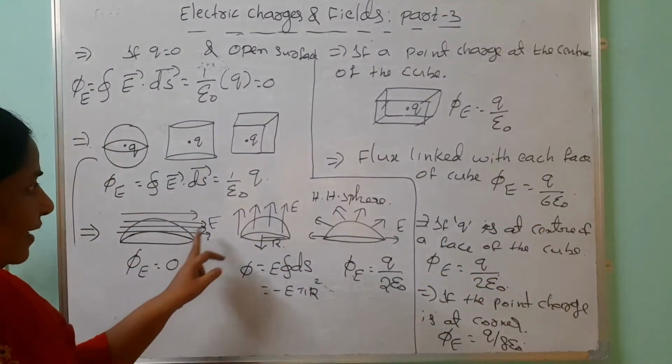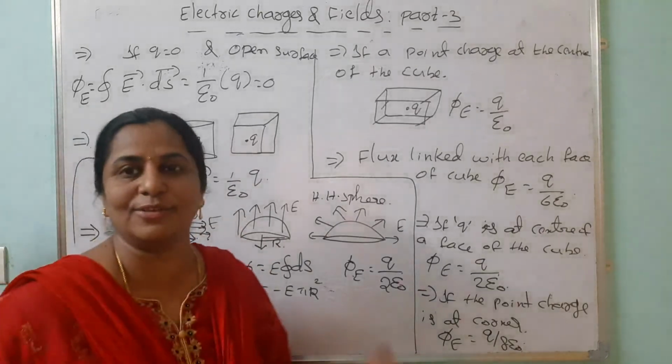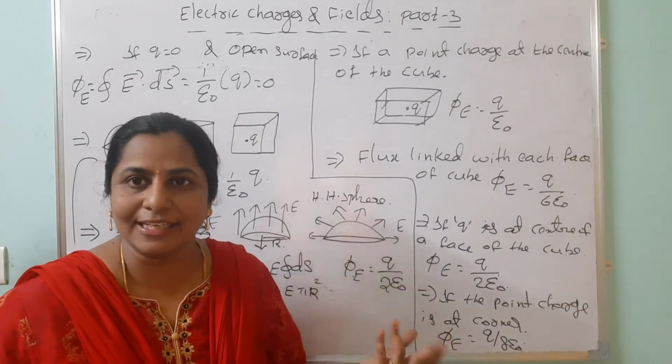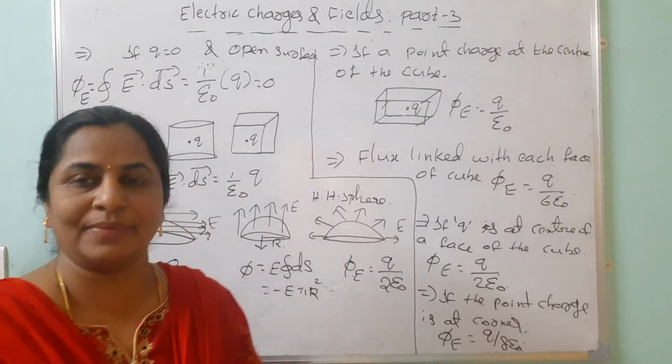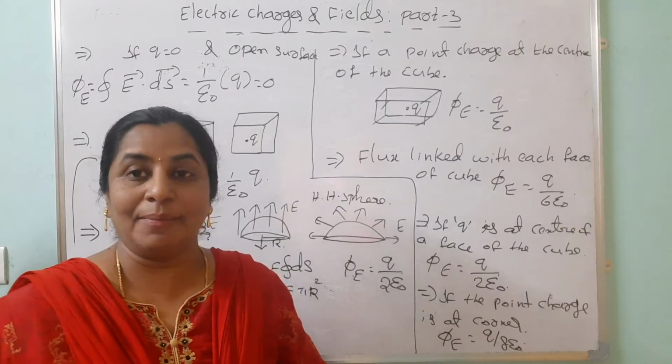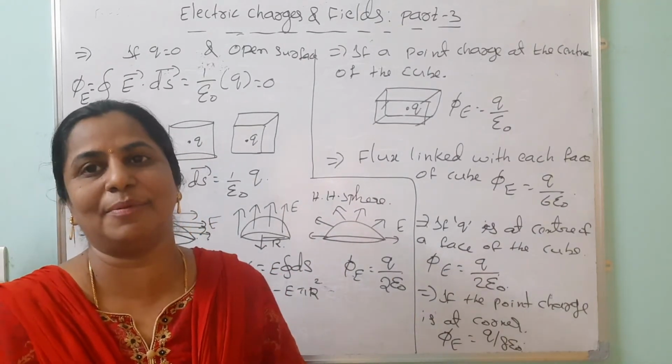Here we are saying that only. Intensity and area both are parallel, means the normal is making 90 degrees. In that case, there is no electric flux. If the intensity is perpendicular to the area, but normal and intensity are parallel to each other, so we are getting the maximum electric flux.